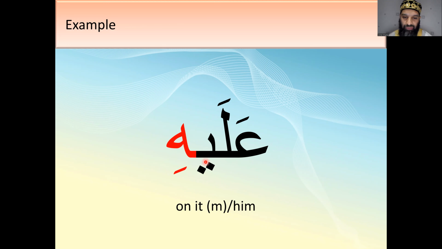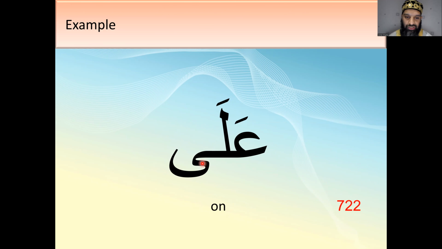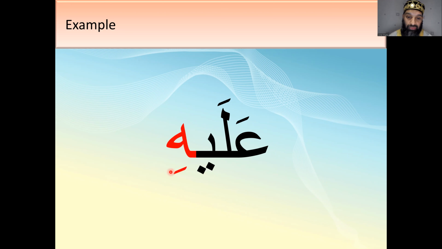So the ya is from ala. If you look at this ala, the ya is there. Can you see the ya? Ala. But when it comes and joins onto an attached pronoun, the ya comes out with the two dots. Alayhi. Right?